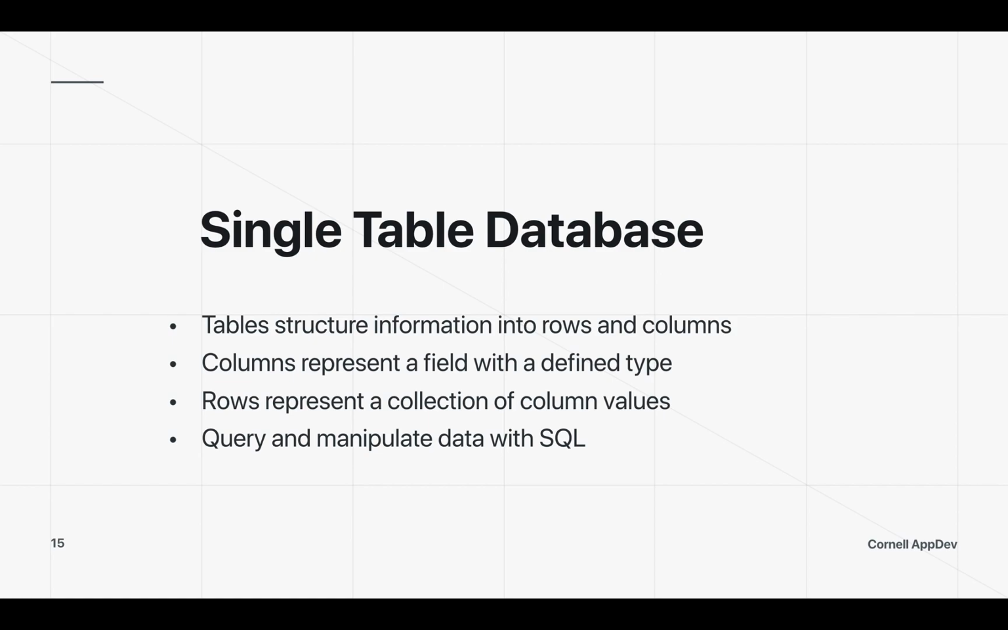We also covered the notion of a single table database in the last lecture. So tables structure information into rows and columns, where columns represent a specific field with an associated data type. For example, we would have an ID field that's of type integer. We may have a string field called name to represent the name of a person if this table is representing individuals. And then rows represent a collection of each column in one instance. So a row in a database for a user would represent one person. So you would have many rows to represent many people.